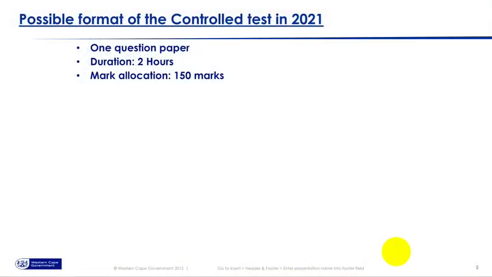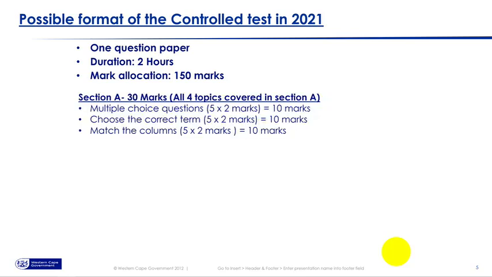Okay. So we have, firstly, remember, 1 question paper. So no longer 2 papers for this year. What we are talking about now applies for 2021. For this year, you have 1 question paper. It's going to be 2 hours, and it's going to be 150 marks. There will be 3 sections in the paper, as you are used to by now. Section A will be for 30 marks, and it's going to cover all 4 topics. Okay, so business environment, business ventures, business roles, etc. All 4 main topics will be tested in Section A.